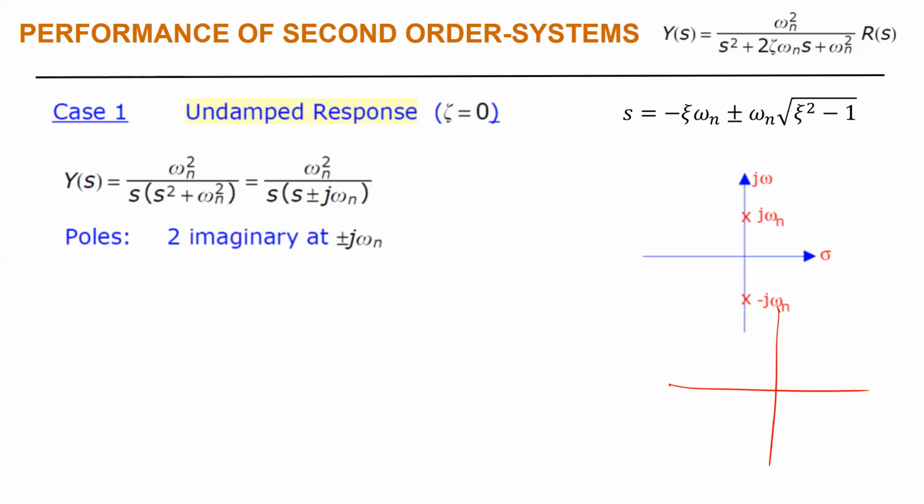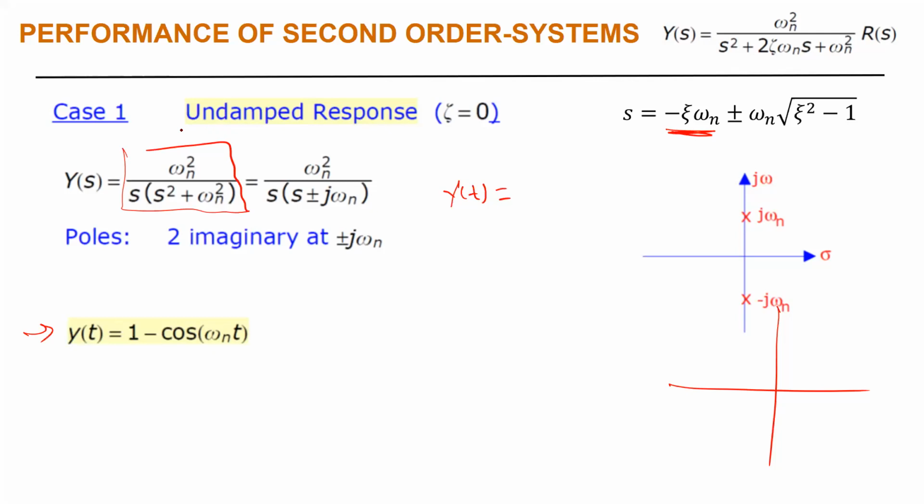Now, I need the step response. This is Y of s equals omega n squared over s times s squared plus omega n squared. What will y of t be? What do you think? Is it e to the power minus omega n t cosine with the sine? No, because the exponent depends on this term, and I don't have this term. So basically, this is the response: pure oscillation.